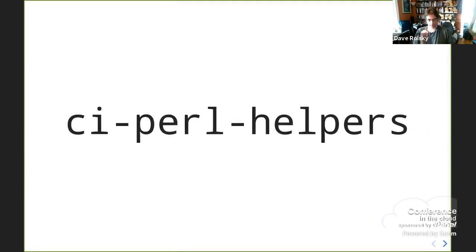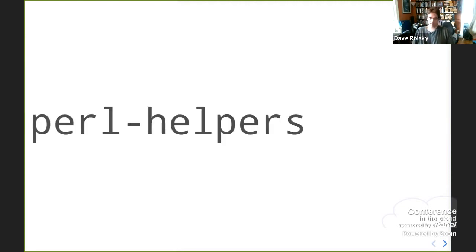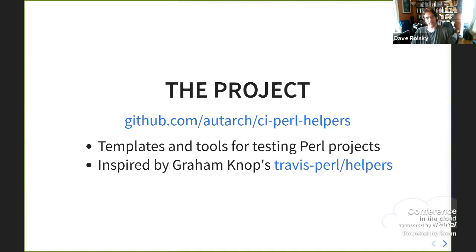So let's talk about this project. It's called ci-perl-helpers. It's just a repo on GitHub. Here's the repo link. Basically, it's a set of templates and tools for testing Perl projects in Azure Pipelines. And it was inspired by a project that Graham Knopp created, which is travis-perl/helpers. And I used that for many, many, many years. I mean, I still have stuff that I haven't switched over.